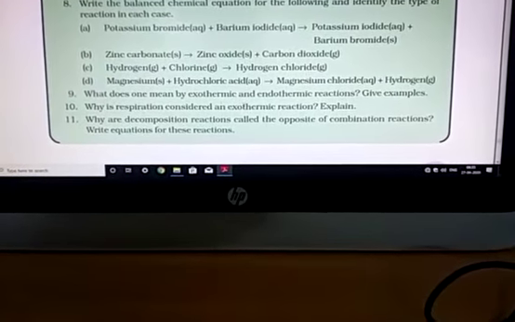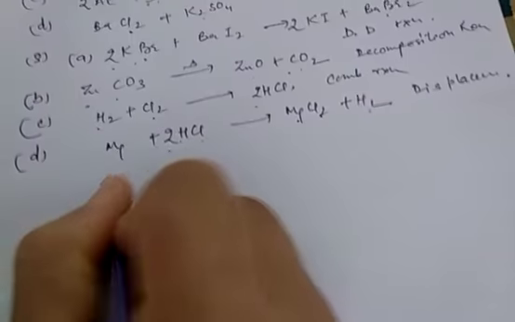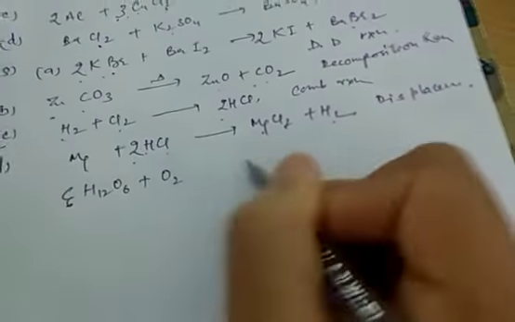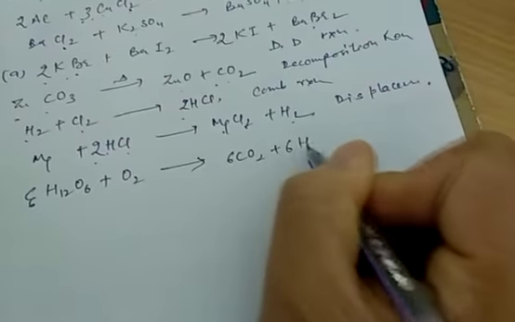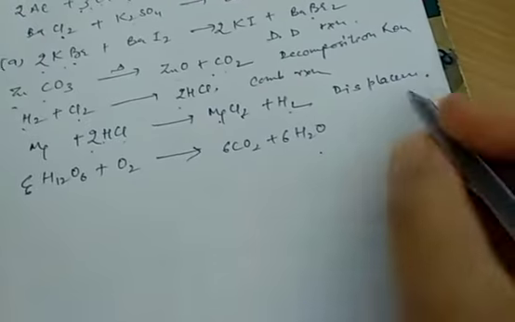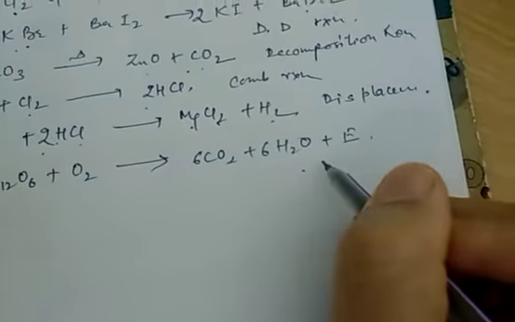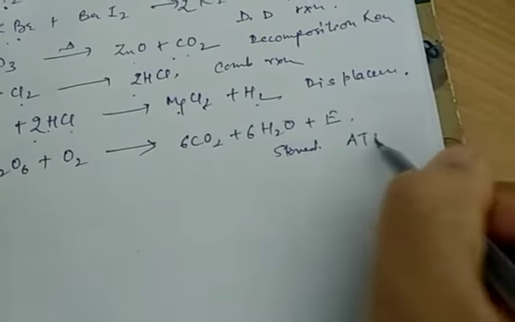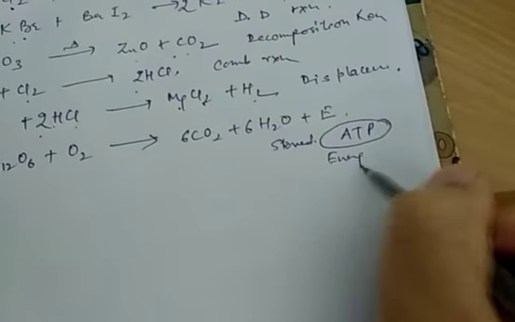Why is respiration considered an exothermic reaction? Explained. It's very important. The respiration reaction is glucose in presence of oxygen gives 6 CO2 plus 6 H2O, an oxidation reaction, and an enormous amount of energy is released. This energy is stored in our cells as ATP, right? These are also known as energy coins.